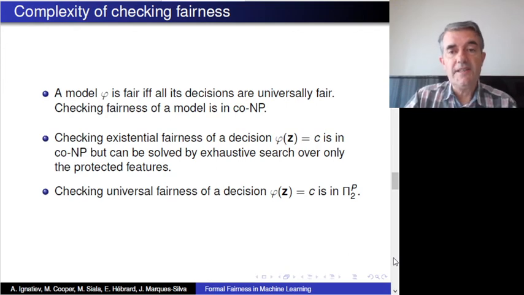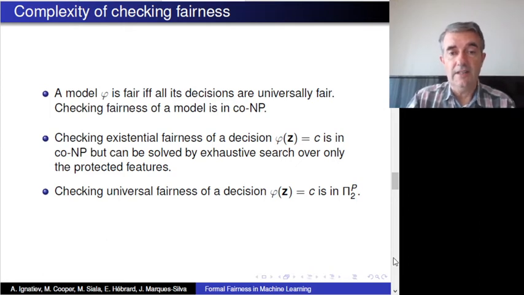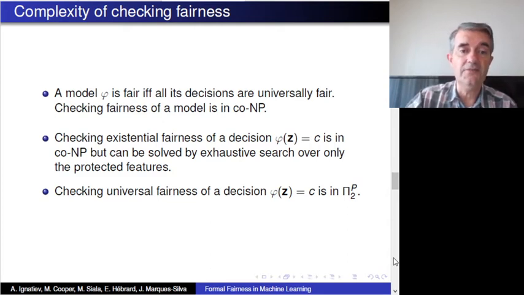Now, looking at the complexity of checking fairness. Fairness of a whole model is clearly a co-NP problem because a certificate of unfairness would be, for example, Alice and Bob, two examples as we've seen. So a certificate can be checked in polynomial time. So this puts us in co-NP, and depending on the type of model, it may be co-NP complete or not.